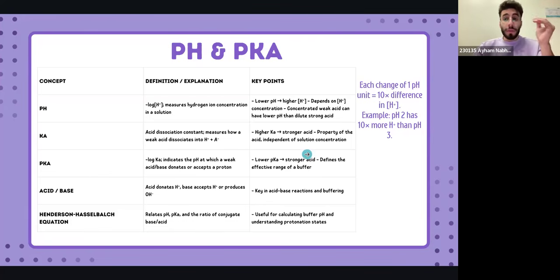Going to the third concept, which is pKa, which is the logarithm of Ka, or the value of Ka. It actually indicates the pH at which a weak acid or base donates or accepts a proton. So basically, the lower the pKa, the stronger the acid, and that defines the effective range of a buffer, which is very efficient and very effective for our body, making the body balanced and neutral. The acid and base.